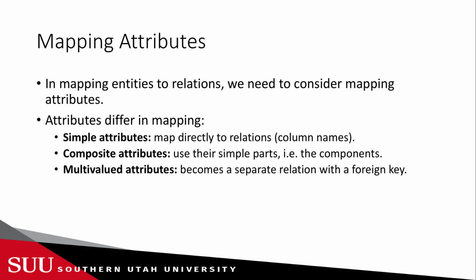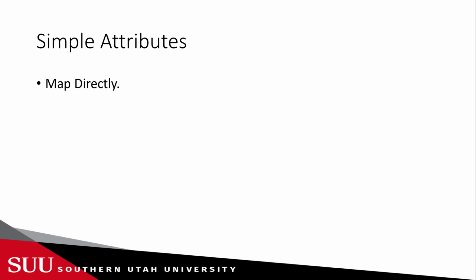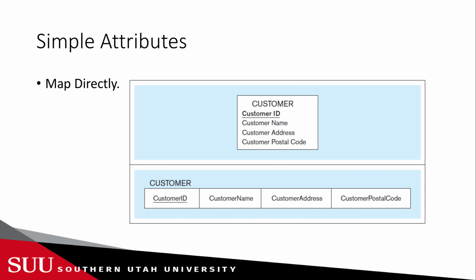And as we said, a relational model cannot have multivalued attributes, so these will become a separate relation with a foreign key. So let's see an example on each one of those. Let's start with simple attributes, and the rule in here is to map directly. So if we have the customer entity type with all simple attributes, we will just map them directly as column names, as we can see in the figure below.